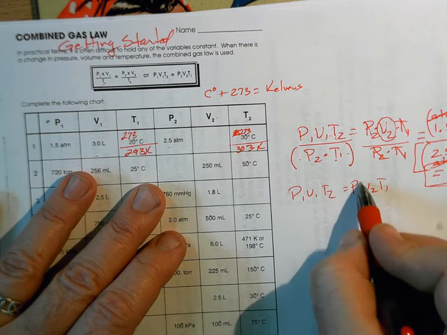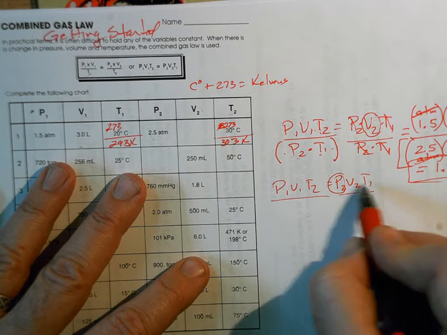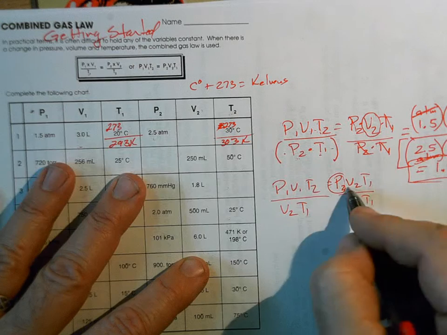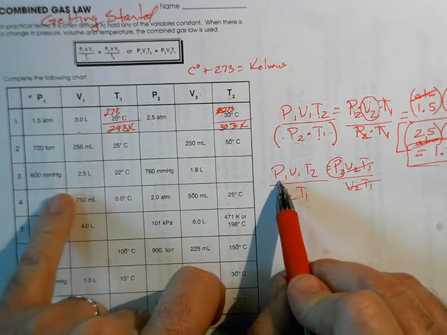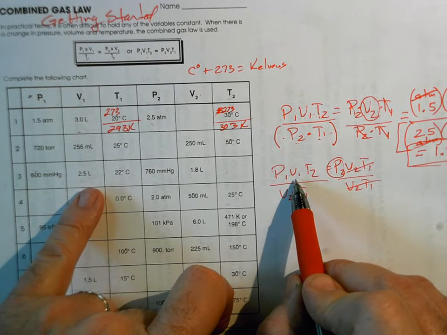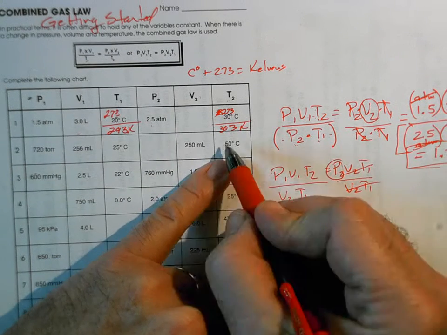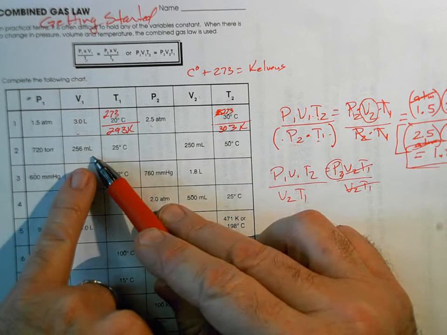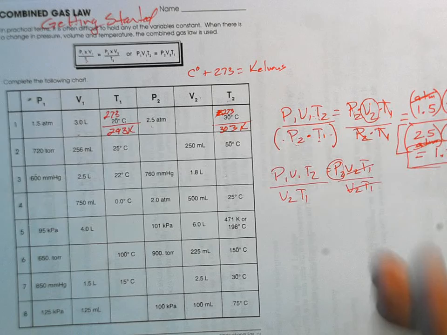We're looking for pressure 2. So on the second one, since we're looking for pressure 2, we need to divide by V2, T1. Those will cancel out. And now, just like we did over here, you're just going to substitute 600 millimeters of mercury times 2.5 liters times, you're going to have to add 273 to the 50, whatever that comes out to, and then divide it by 256 milliliters, and you're set. Okay, so there you go.